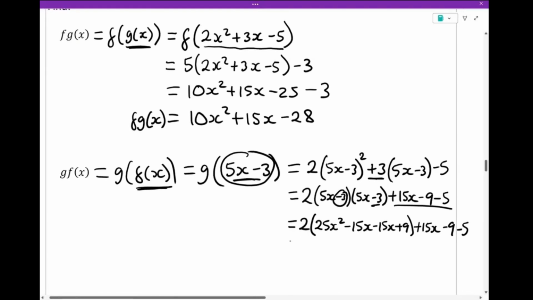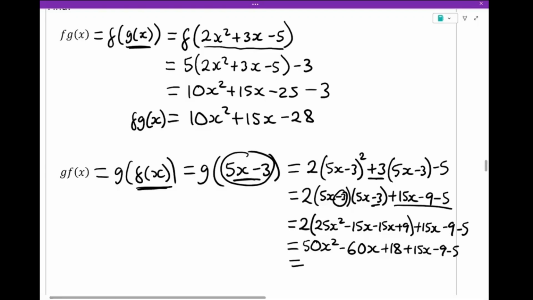Now let's multiply out this bigger bracket. So 2 times 25x squared is 50x squared. Then we've got negative 15x subtract 15x, which is negative 30x, which if I multiply by 2 is negative 60x. And then the 2 multiplied by 9 gives me positive 18. And then we're going to write out the rest of my terms. So we've got plus 15x, subtract 9, subtract 5.